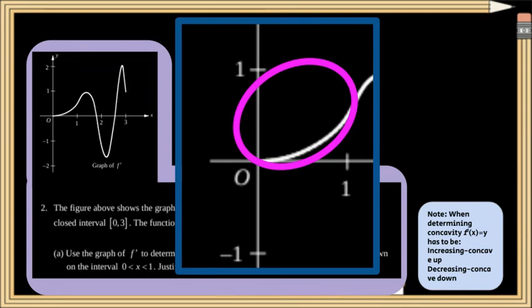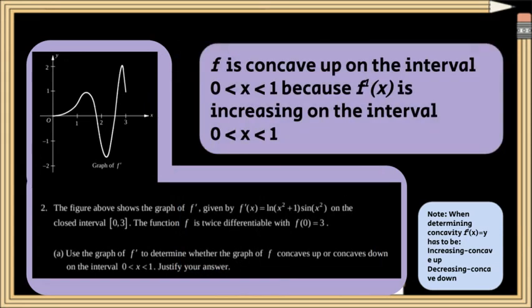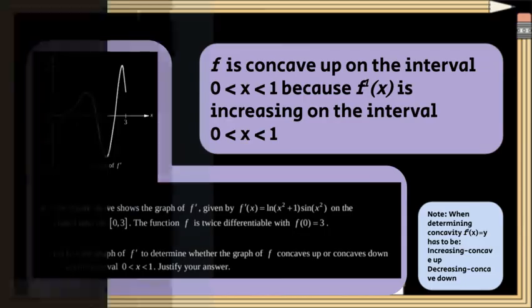And because f prime of x equals the y values, it is increasing, so this graph is concave up. F is concave up on the interval 0 to 1 because f prime of x is increasing on the interval 0 to 1. So in this problem, you need to make sure you include the subject and you need to clearly state what you are supposed to be stating. So in this, you can say concave up. And you know this because you are given the graph of f prime.